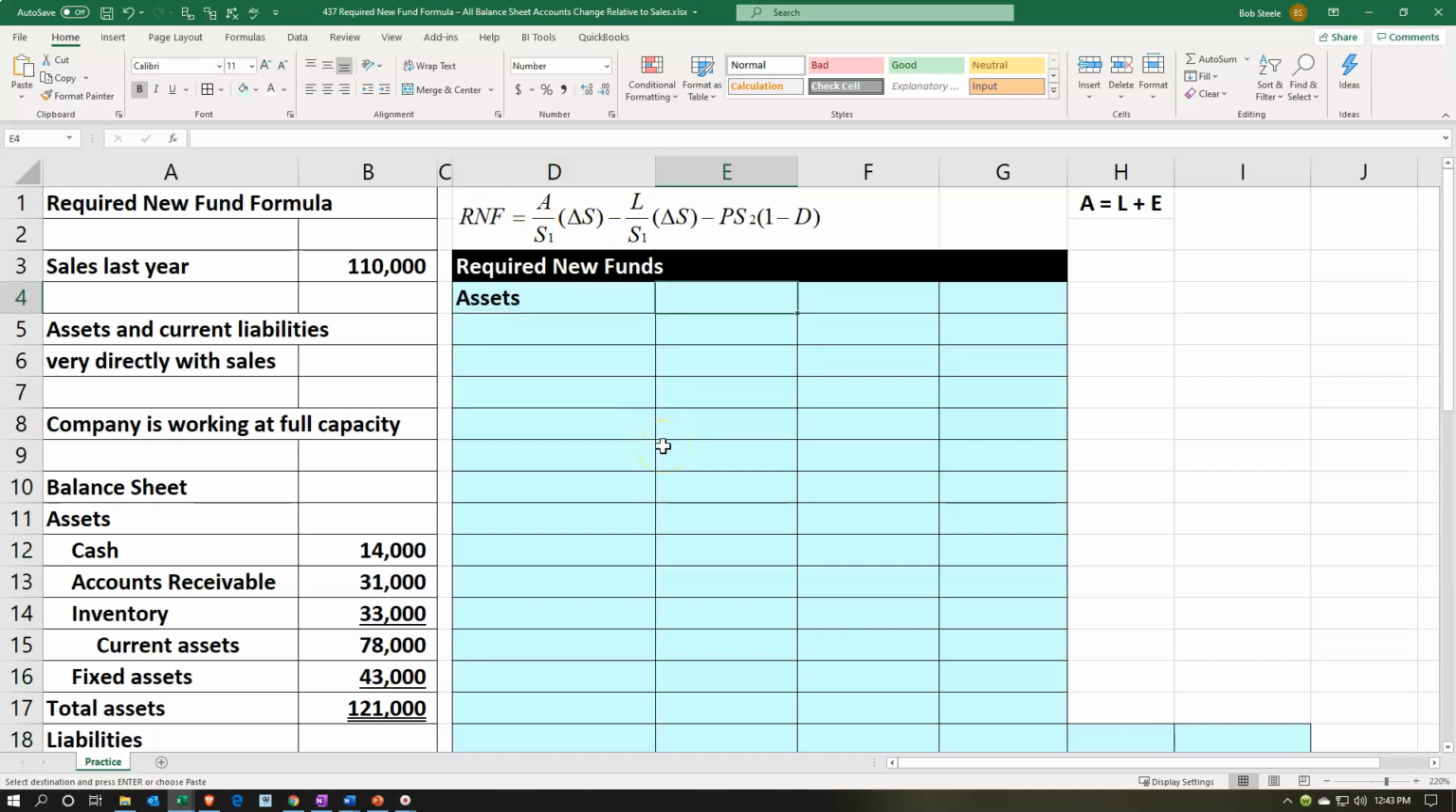So we're going to start off with our assets here. We're just picking up this first component of our formula. I'm going to write it down kind of vertically.